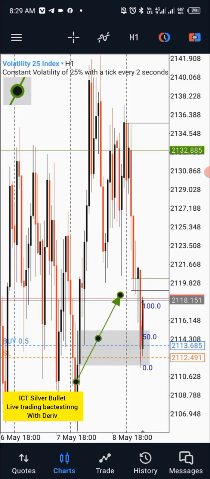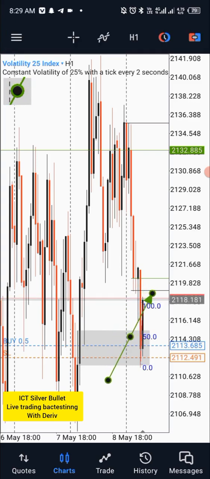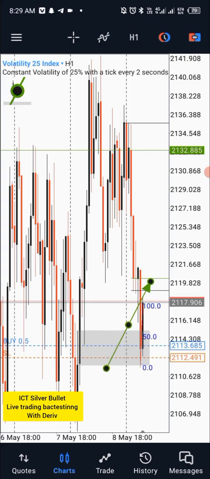So I marked out the open of it here. This was the low of it. So now this is the low of it. So I go down to my 15 minute time frame to be more effective and accurate. So this is the high of that 4 hours candle, and this is the low here. Let me enlarge it more.